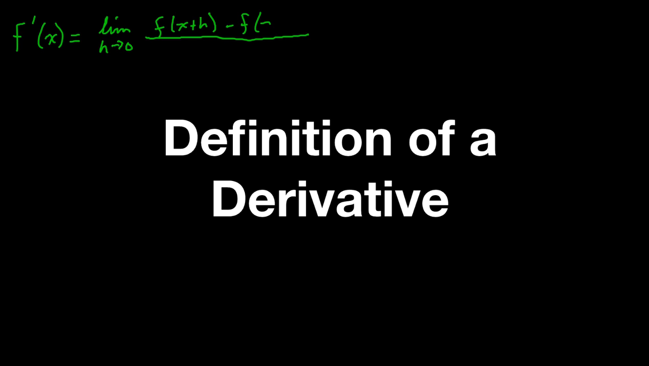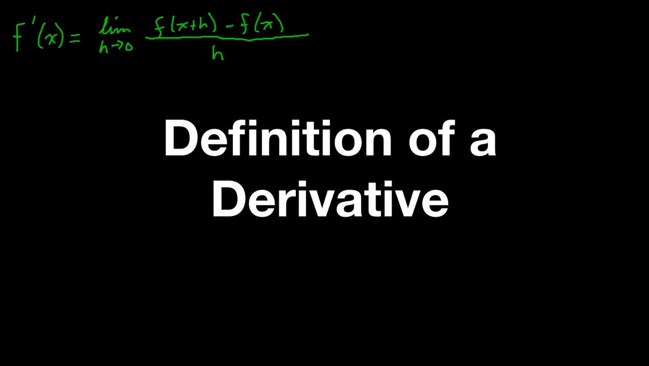All right, so if you'll recall from a previous lesson, the definition of a derivative, which is written as f prime of x, is equal to the limit as h approaches 0 of f of x plus h minus f of x, over h.